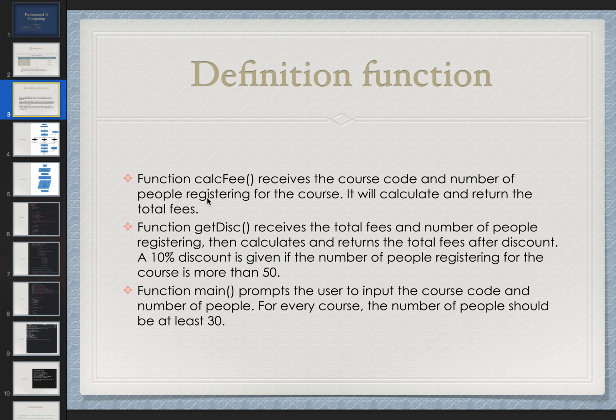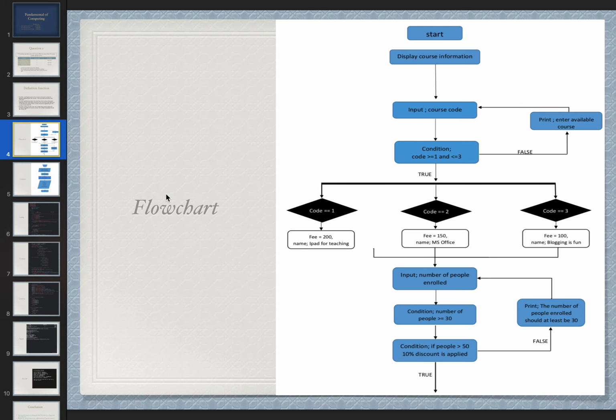We use three functions for the coding. The first one, function calculate fee, function get discount, and function main. We continue with our flowchart. For the flowchart, we input the course code here.